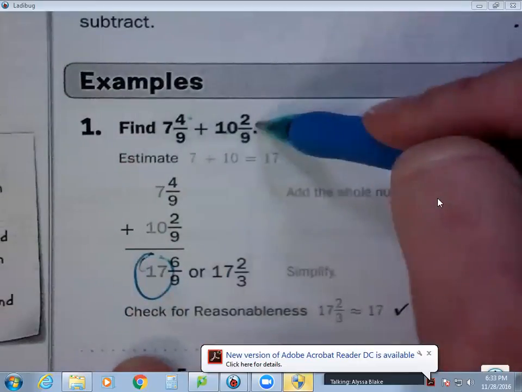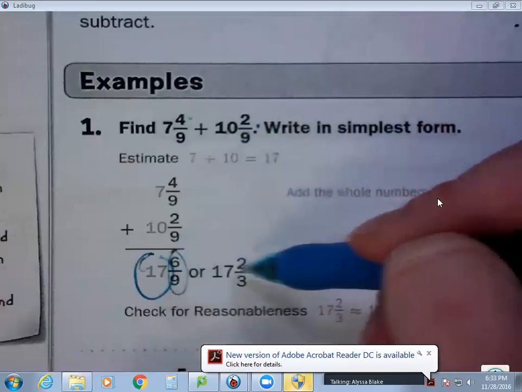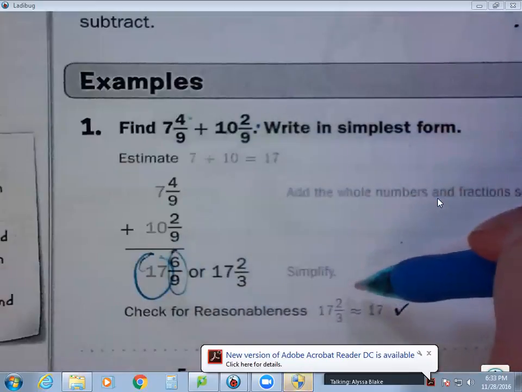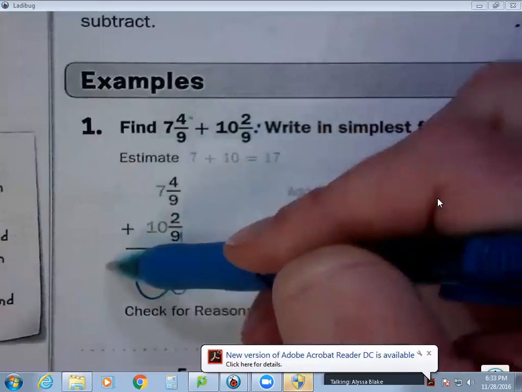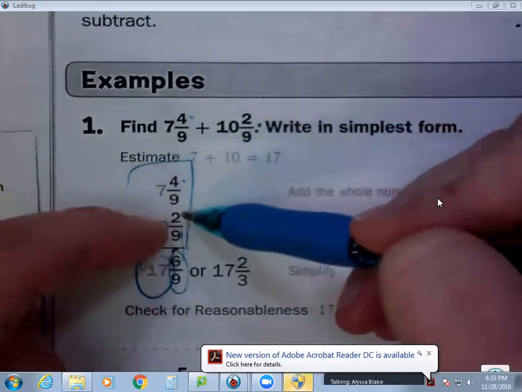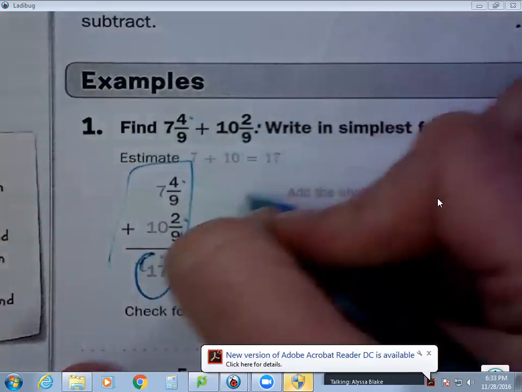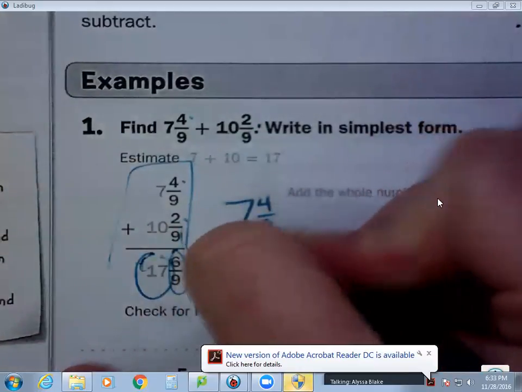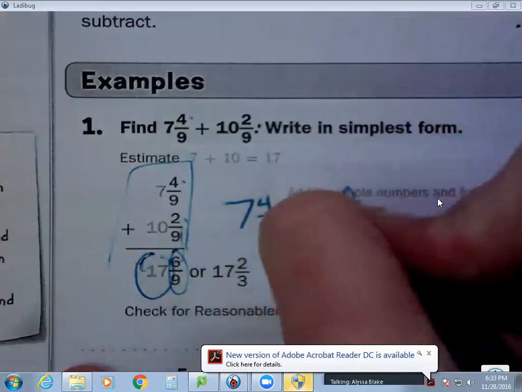4 plus 2 is 6/9. And then we can go ahead and simplify, of course. Now, I don't love stacking them like this because you have to look at the numerator and then skip over to look at the numerator. I like to have them like this. And then I just go across.